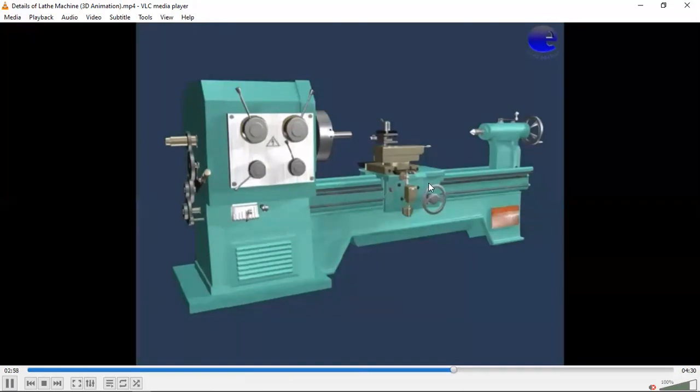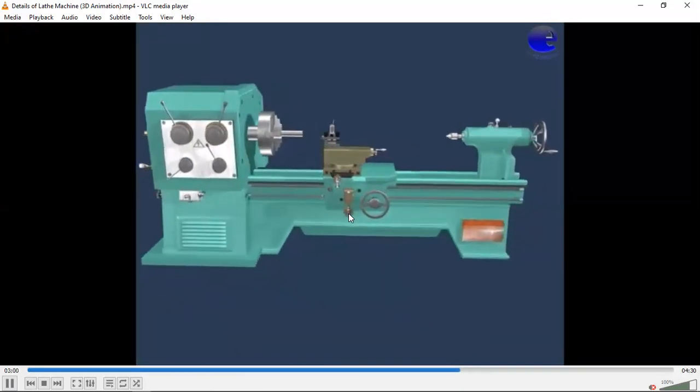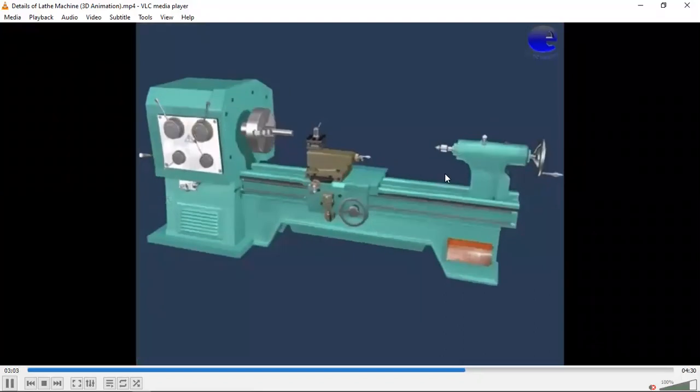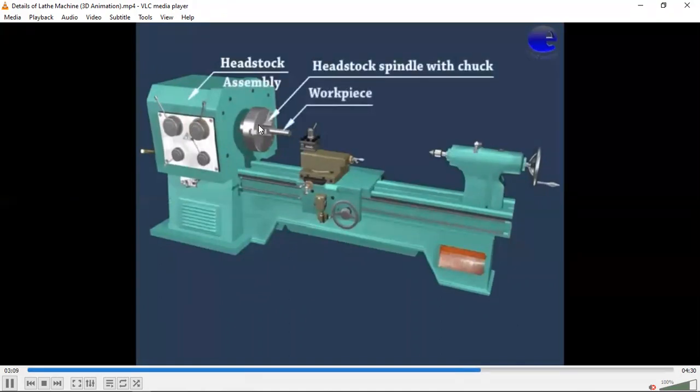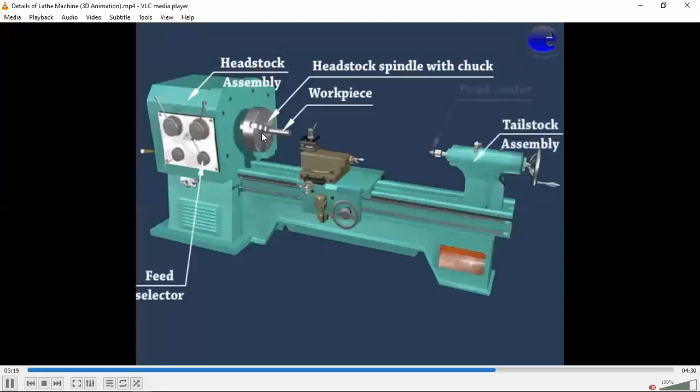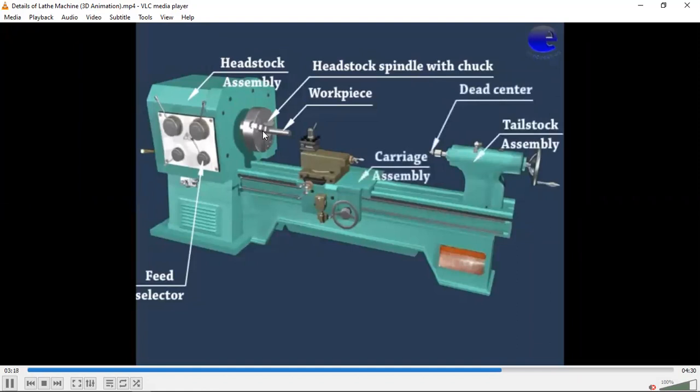So this is the actual lathe, we can call it. This is the tailstock, and this is the headstock and chuck, and this is the carriage. This is the headstock spindle with the chuck. The spindle is here, and this is called the chuck, which is rotating. Chuck may be of two types: one is a three jaw chuck and the other is a four jaw chuck.